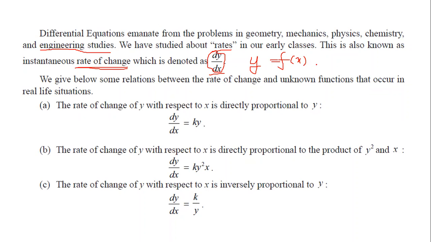Y and x are variables. What is y, what is x? What is called x, what is called y? In the 9th or 10th standard we have studied what y is and what x is. Very simple: y is the dependent variable, and x is the independent variable.